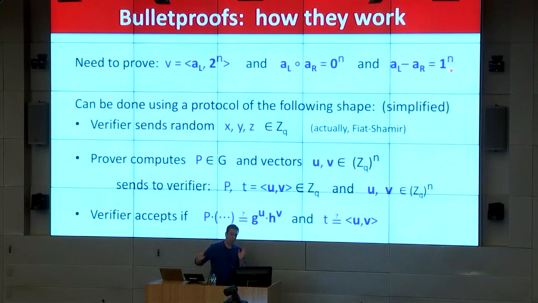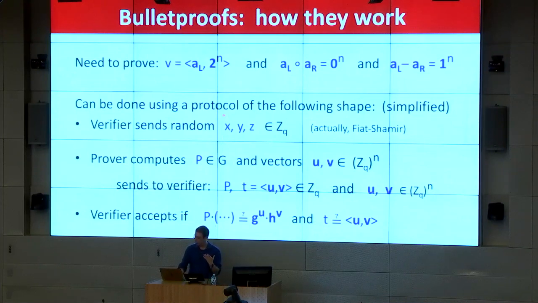Well, I'm not going to torture you too much. It turns out you can actually give a protocol for this problem. So I can convince you of these three facts using a protocol of the following shape. There's a lot of algebra that goes into this, but basically the protocol looks as follows. The verifier is going to send three random numbers. And in fact, these random numbers are going to be derived by a hash of everything that came before it. So this is all non-interactive.